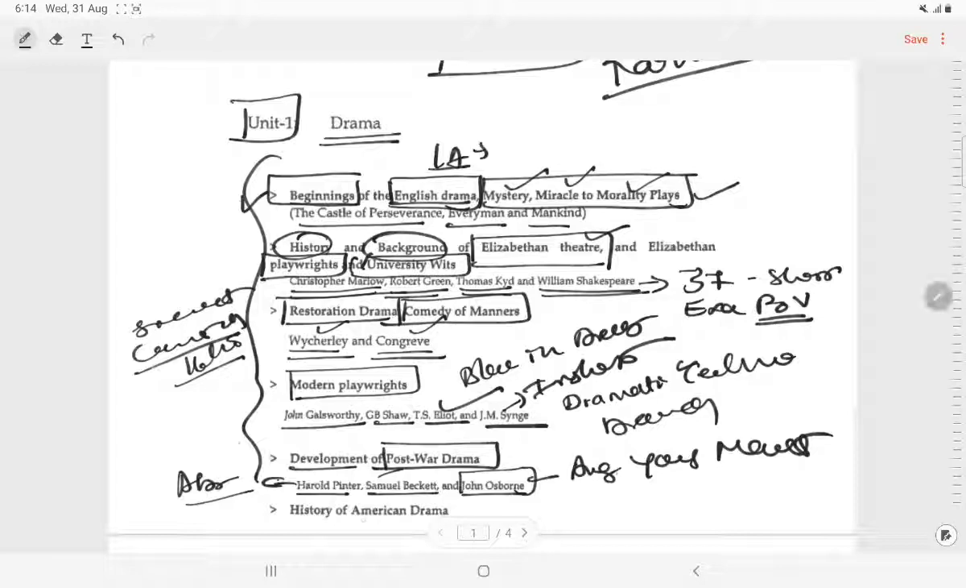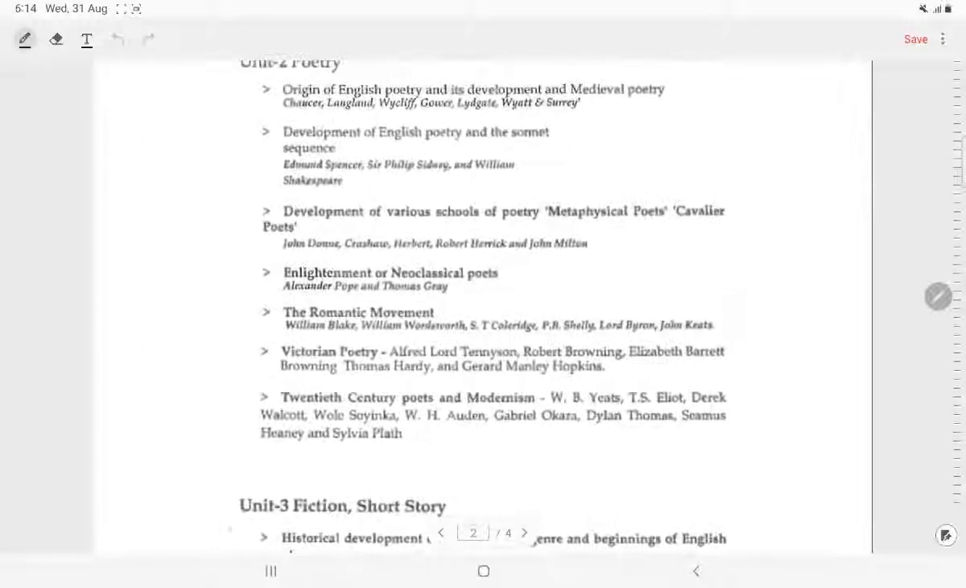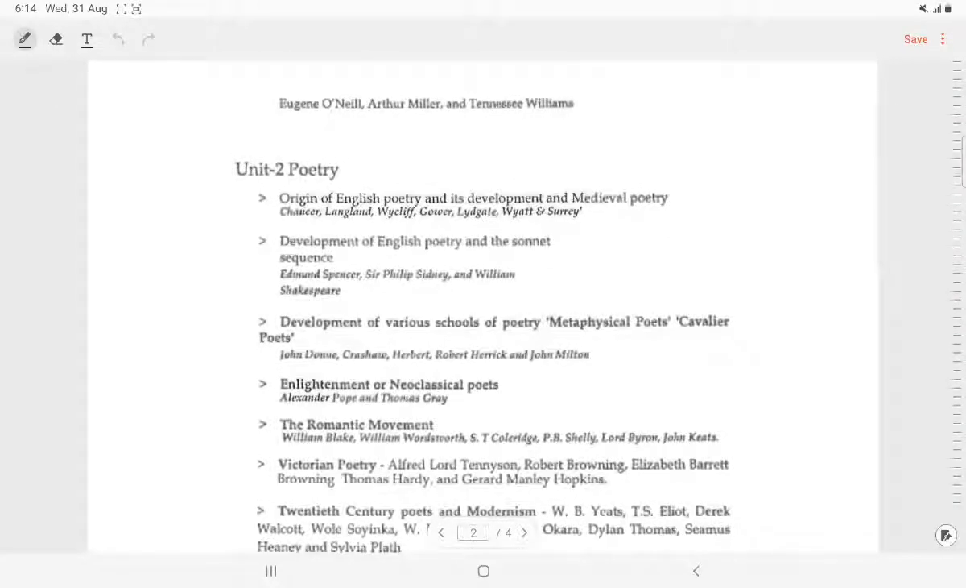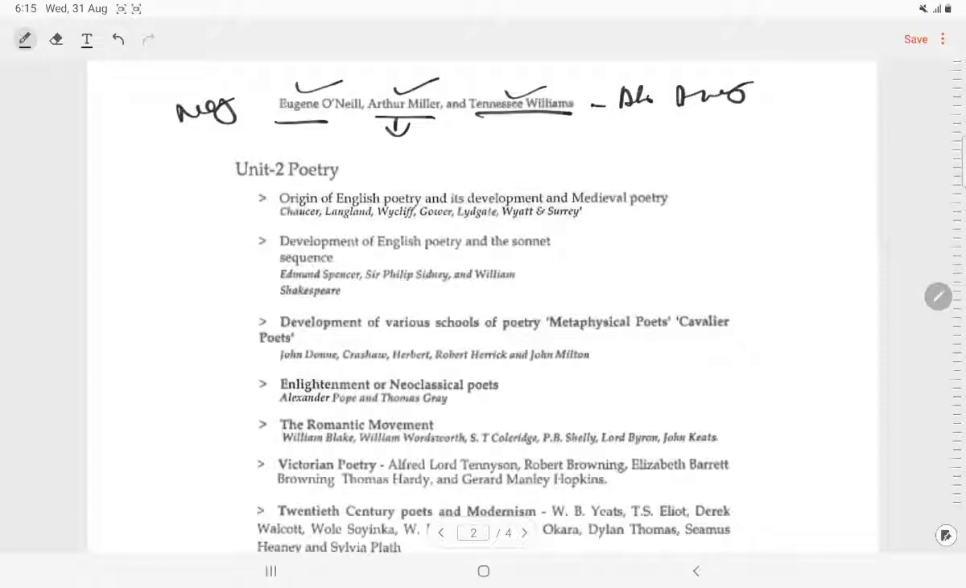Now we can jump directly to American drama. Let us see which playwrights are mentioned in the syllabus. Here they have given just three playwrights in American drama: Eugene O'Neill, Arthur Miller, Tennessee Williams. Eugene O'Neill was awarded the Nobel Prize, Arthur Miller was nominated three times, and Tennessee Williams belongs to the absurd literature of America. These are the three important playwrights from American drama.